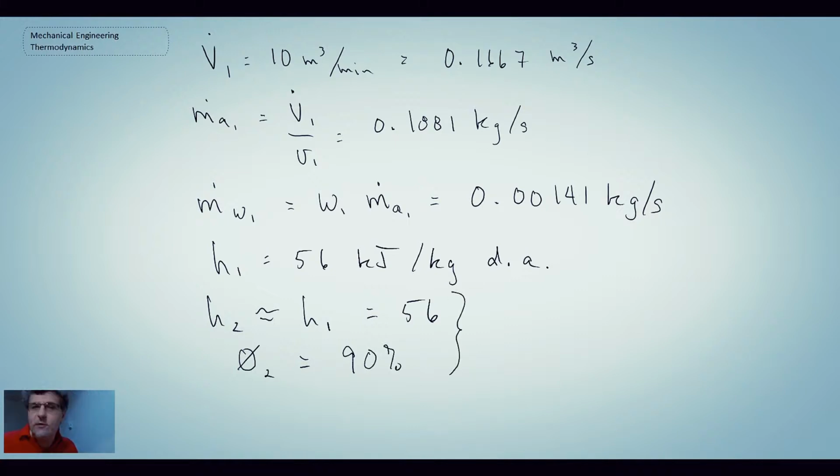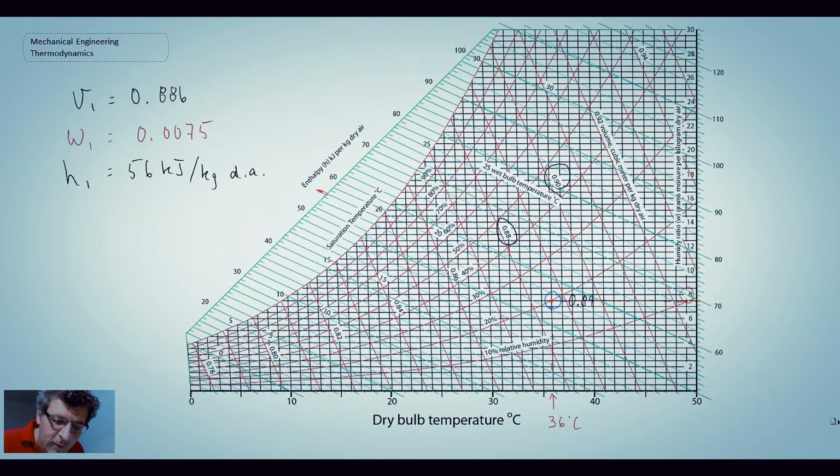So from this, I'm going to go back to the chart and we can now pull off state 2 information. If we follow up the constant enthalpy line, and I will do this in red, we go up and we get to our 90% point. We're right in here somewhere. So that would be our state. And then I'm going to draw a blue circle around that. So that would be state 2.